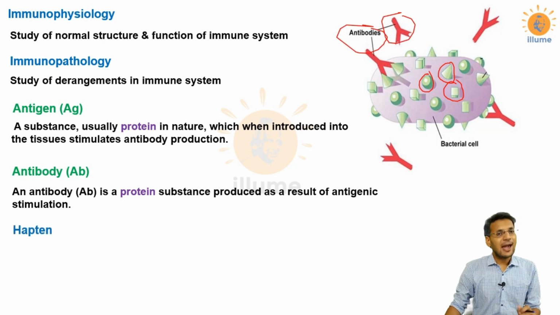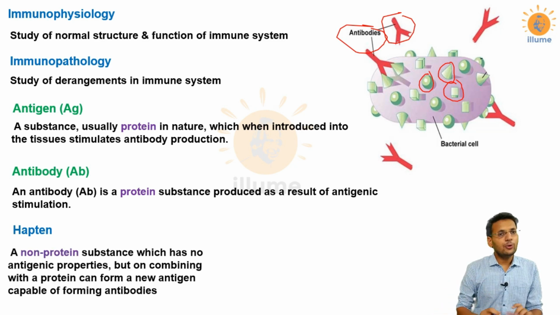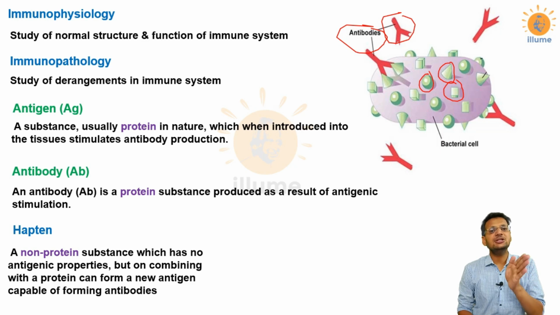Now the next word is hapten. What is a hapten? Hapten is basically a non-protein substance which will never stimulate the production of antibody, but when this hapten, the non-proteinaceous hapten, gets attached to a proteinaceous carrier molecule, then that elicits the formation of antibody.